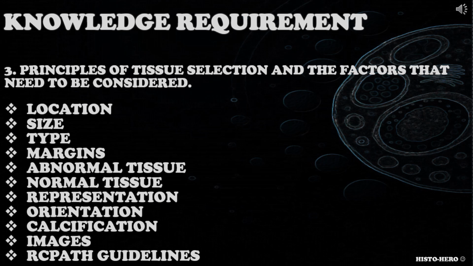Ask yourself, what factors do you need to consider when selecting tissue for histological analysis? You can think of the size of the abnormality, margins, need for orientation, presence of calcification, whether you have access to macropath images, RCPath guidelines, and so on. Why are those factors important? What would happen if a wrong part of the specimen was selected for analysis? Try to include specific examples from your practice.